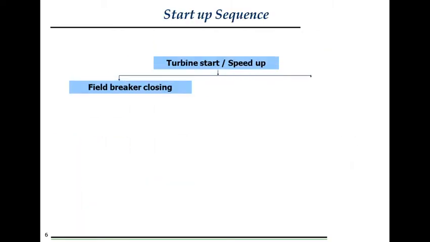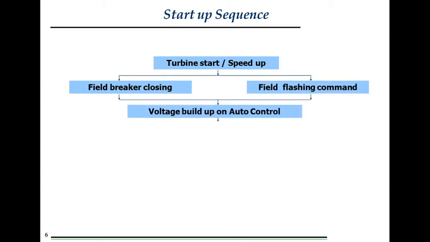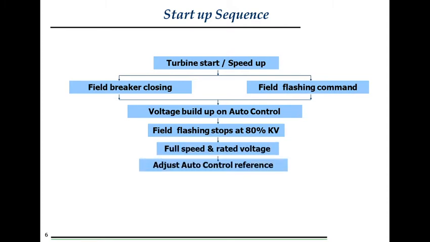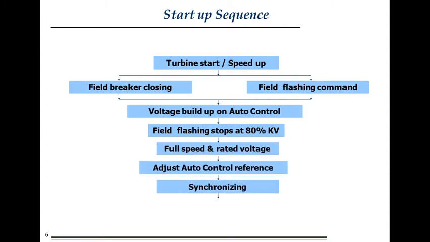Now let's discuss the startup sequence of a generator. First, the turbine RPM is increased from 0. The generator rotor is directly coupled to the turbine, so as the RPM of the turbine increases, the generator's rotor RPM also increases.